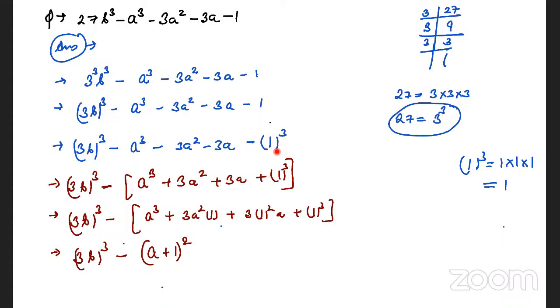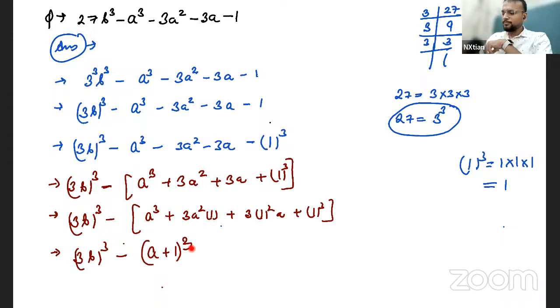Now it is in the form of a cube plus b cube plus 3a square b, plus 3b square a. So it means that can I write it like a plus b whole cube, like this? Yes or no? Can I write it like this? A plus b whole cube? Yes or no?